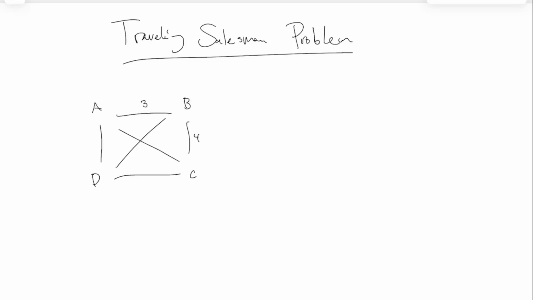The weights means individual numbers on each of the edges. And you think of these numbers as representing distances or costs or something like that. So to get from A to B, it's 3. To get from B to C, it's 4, and so on. And then your goal is to find the Hamilton circuit with least weight sum.